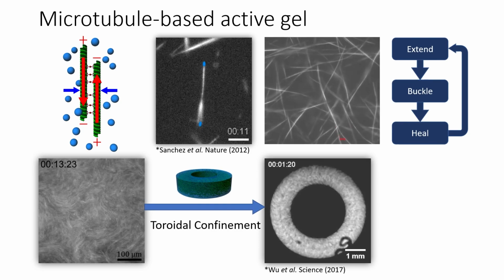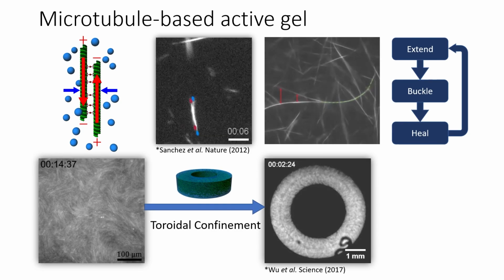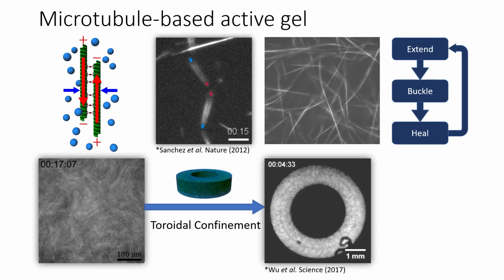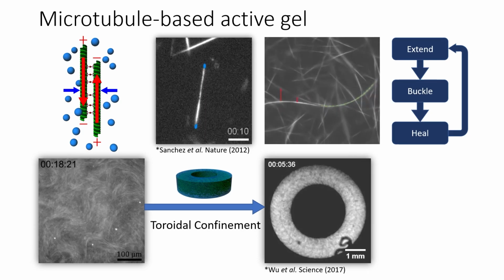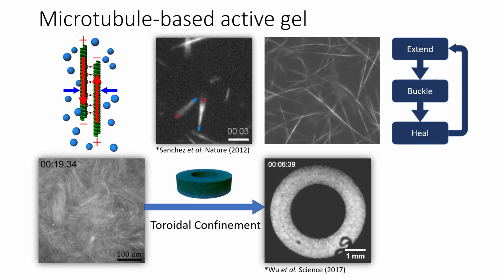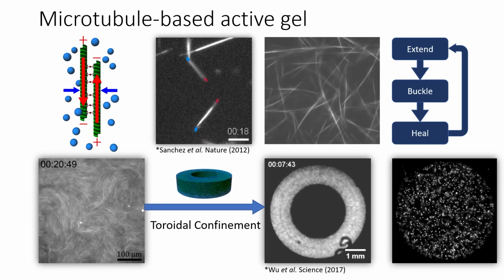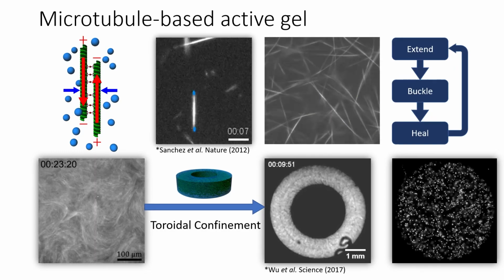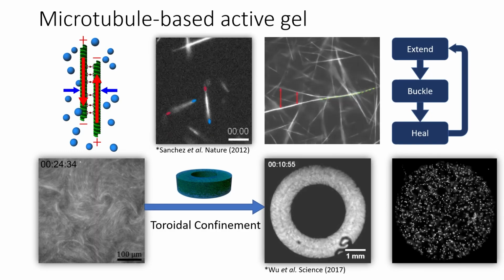In my postdoc study, I found that if we confine this active gel in a toroidal boundary, then we can regulate the gel motion into a unidirectional coherent flow. The confinement is not limited to toroids; it can also be a cylinder, which can support the circulatory flow.